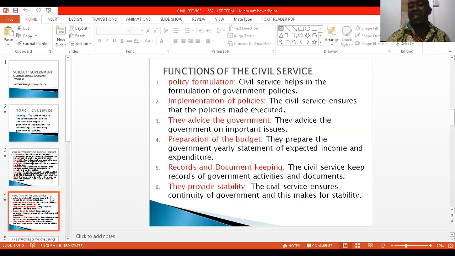Preparation of budgets. They prepare it from their different ministries. We have different ministries. They prepare their budgets, their expected income and what? Expenditure for the year, and then present it to the government in power. The government will go through it and compile it in a way that it will be more presentable to the National Assembly.